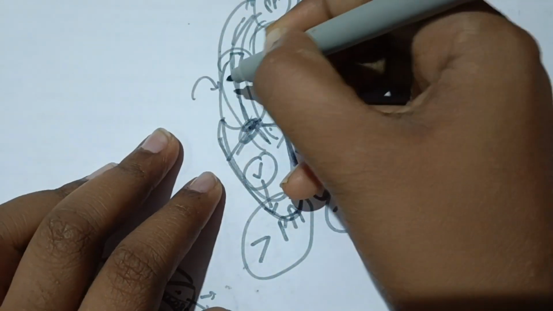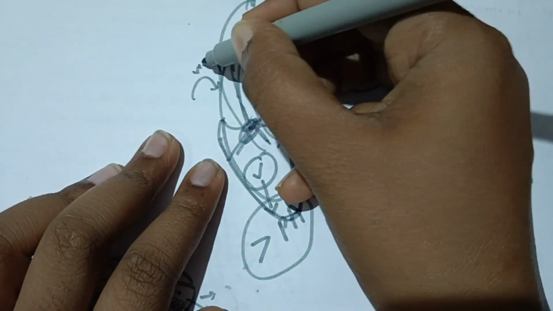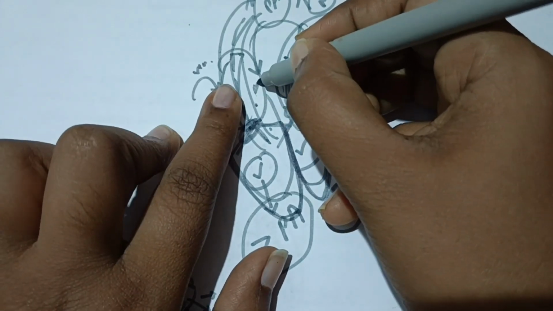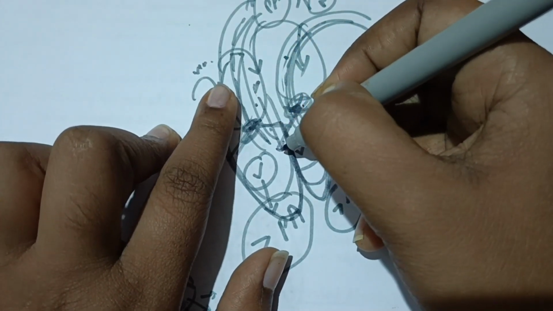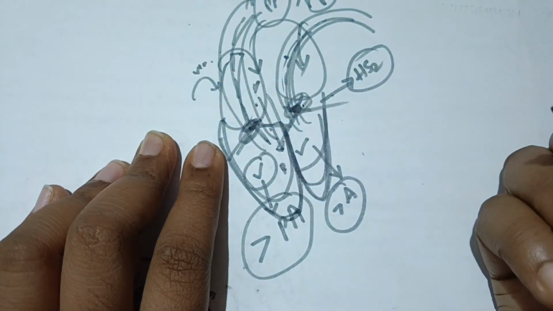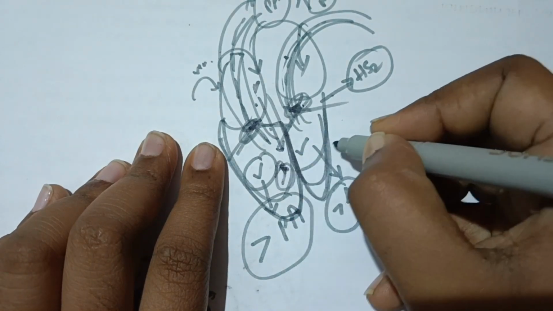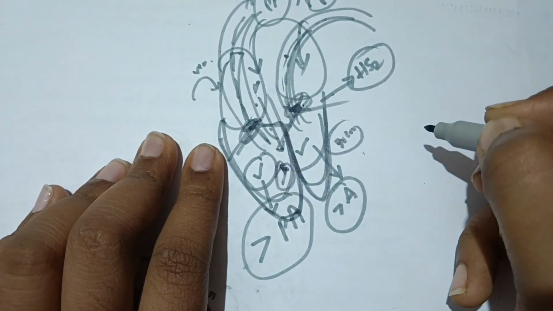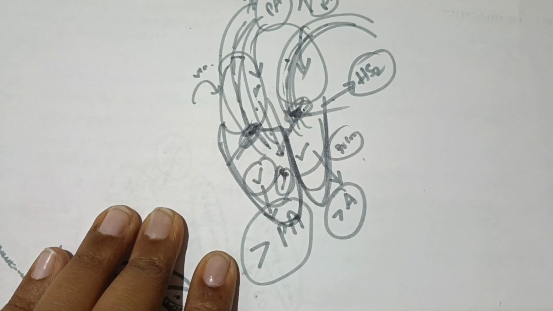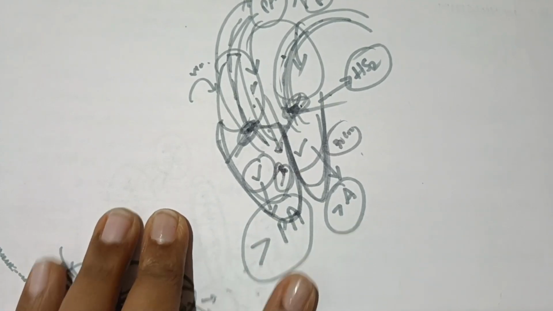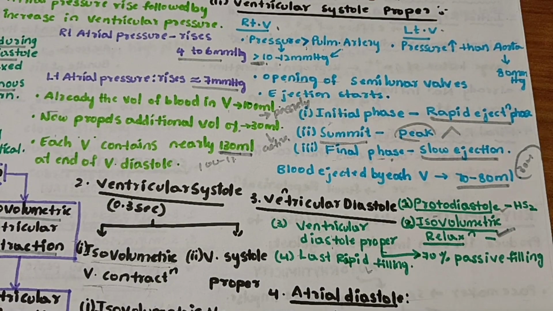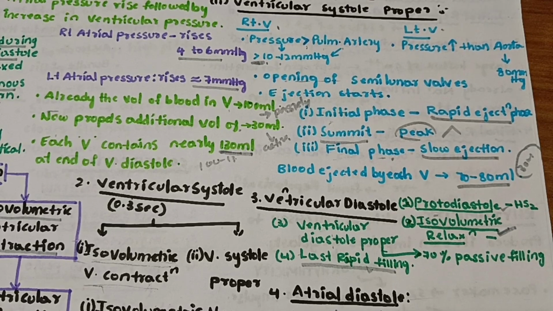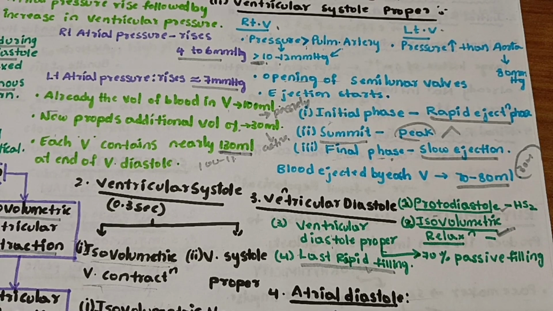Again, the atria are filled with venous return. This venous return increases atrial pressure, and due to the increase in atrial pressure, there will be passive filling. As I said, passive filling is about 80 to 100 ml of blood. That is proper ventricular diastole, and at the end there will be last rapid filling due to a decrease in the pressure in the atria. There is an increase in the pressure in the ventricle due to the decrease in the pressure in the atria.